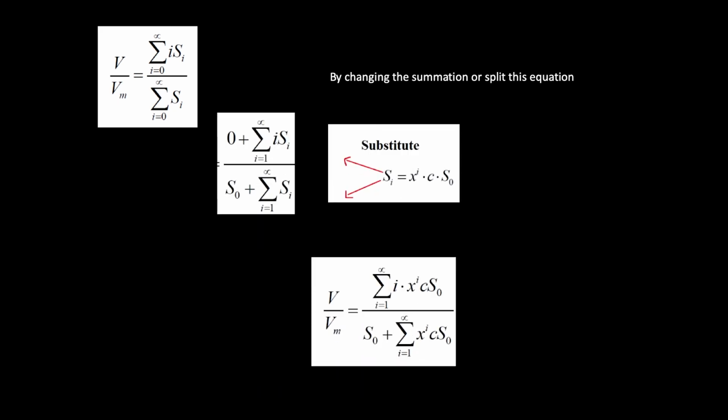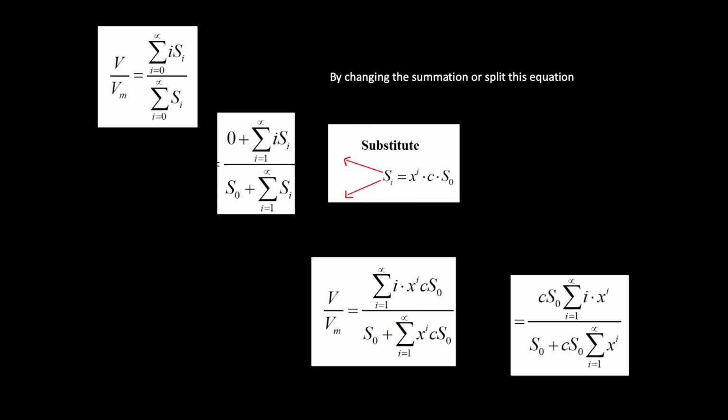In the next step, we are splitting the summation term of both numerator and denominator, such that sigma i equal to 0 to infinity changes to sigma i equal to 1 to infinity, added with the initial term. So now the equation becomes 0 plus sigma i equal to 1 to infinity i Si, the whole divided by S0 plus sigma i equal to 1 to infinity Si. Then we take the common term C S0 outside the summation term, so that we can cancel off the common term from both the numerator and the denominator.